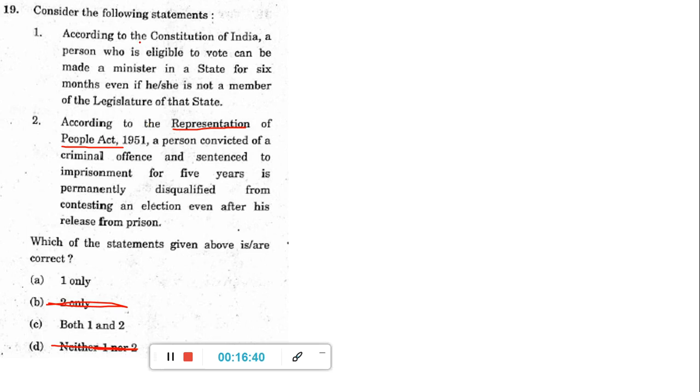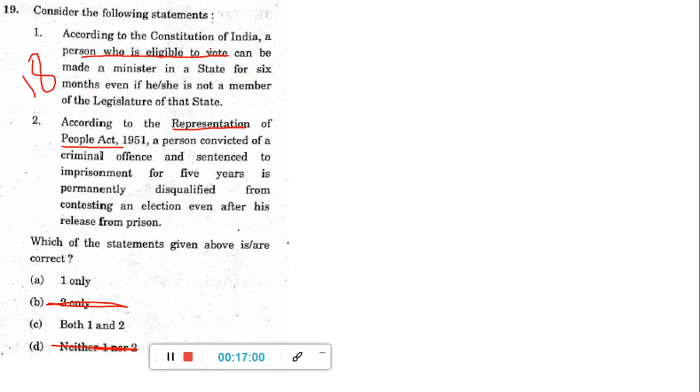And the first one, if you see, was the one which many coaching institutes were debating, but that time also we clearly told it because it's a very simple statement. According to the Constitution of India, a person who is eligible to vote, meaning what? A person who is eligible to vote is 18 years in India. Even though it is not mentioned directly in the Constitution, it is 18 years. Can be made a minister in a state for 6 months.